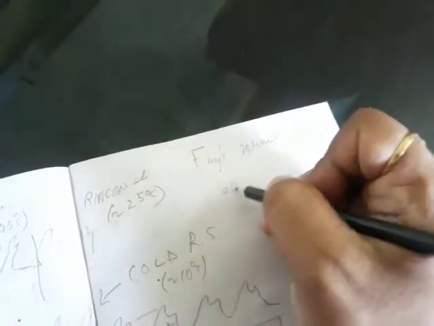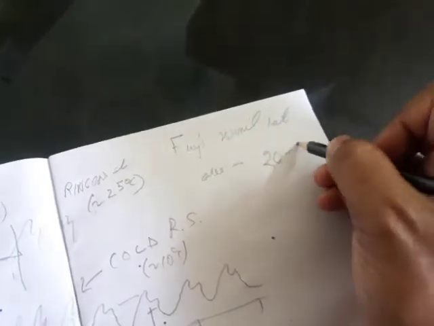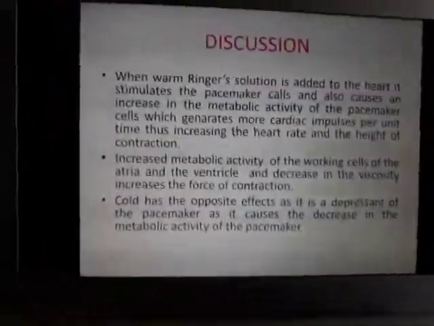Now in frog's normal heart rate is around 20 to 50 per minute. Okay. So this is the thing.